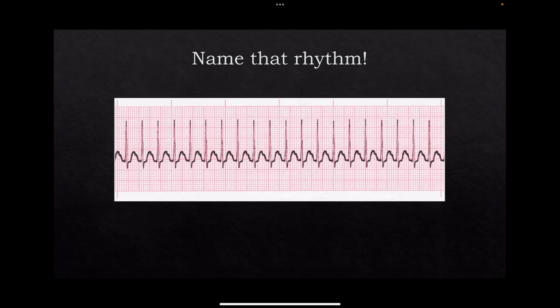What's the rate? Fast. Okay, this is tachycardia. What kind of tachycardia is it? This is just normal supraventricular tachycardia.